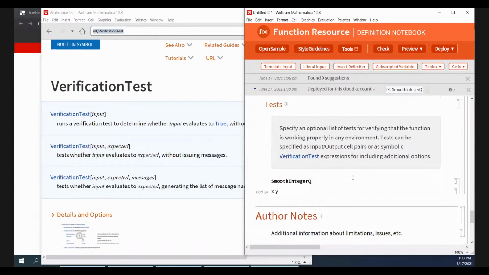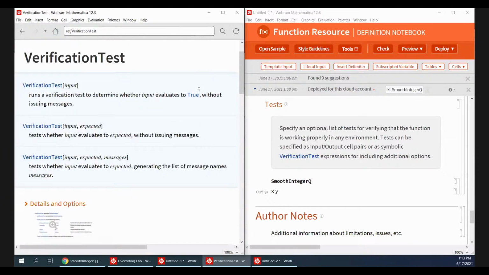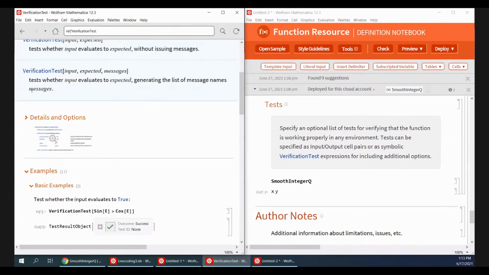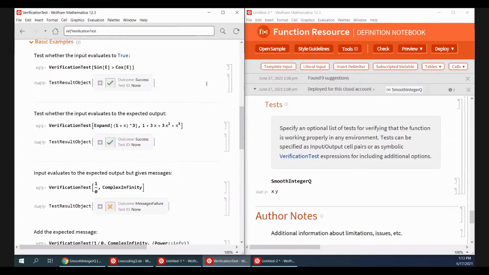So yeah, question for Bob and Daniel that I have here. I know this says that tests can be input output cell pairs or symbolic verification test. Is there actually no preference, or do you prefer one over the other? I don't prefer one over the other. You can do more with verification. Like if you want to test that your function issues a message when it's supposed to issue a message, or that it finishes underneath a certain time threshold, or you want to add some sort of numerical tolerance, then you're going to need to use verification tests.